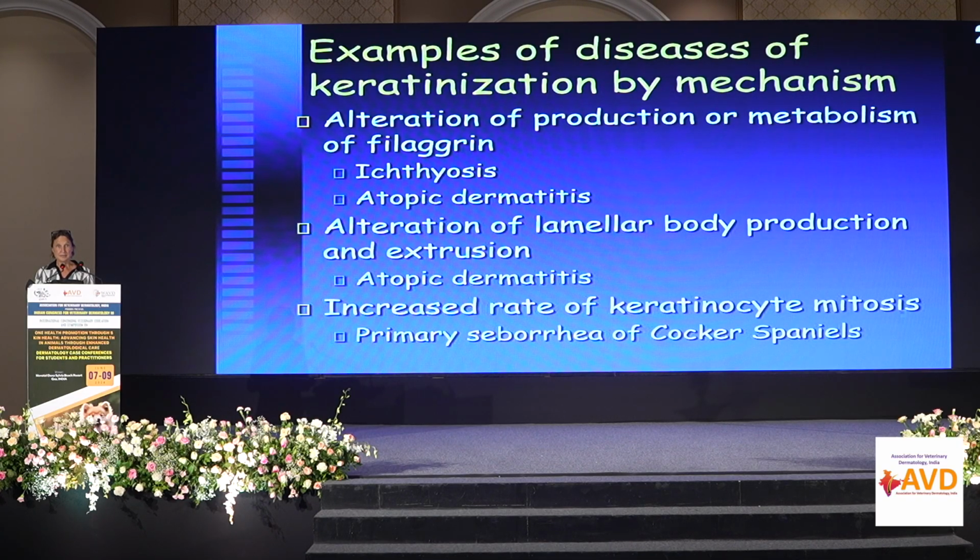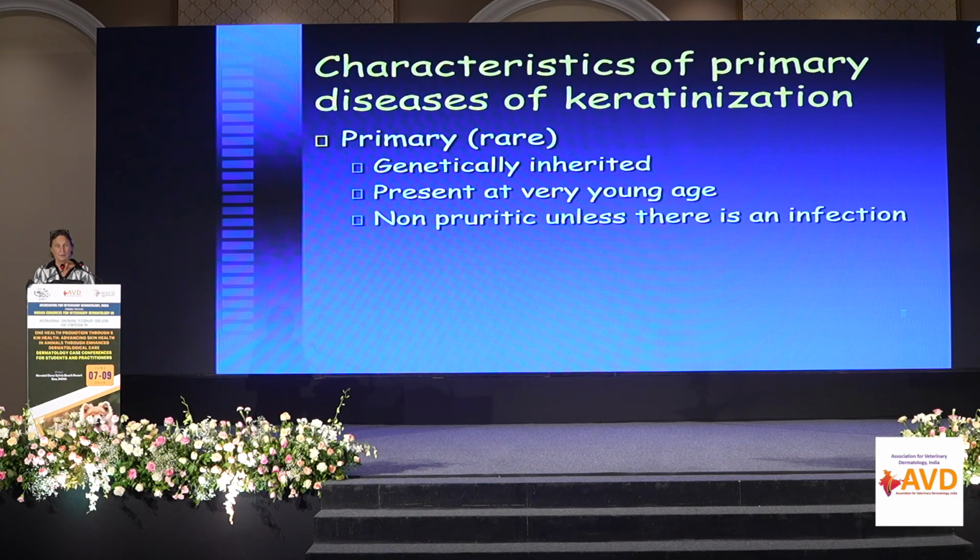And then you have diseases in which the keratinocytes replicate too fast. The classic example is the primary seborrhea of Cocker Spaniels. But statistically speaking, ichthyosis and primary seborrhea of Cocker Spaniels are not the most common thing that you're going to see in practice. These are genetically inherited diseases. They are not that common, and they start very young because they're genetically inherited, and they're non-itchy unless there is a secondary infection. So that is very important to remember.